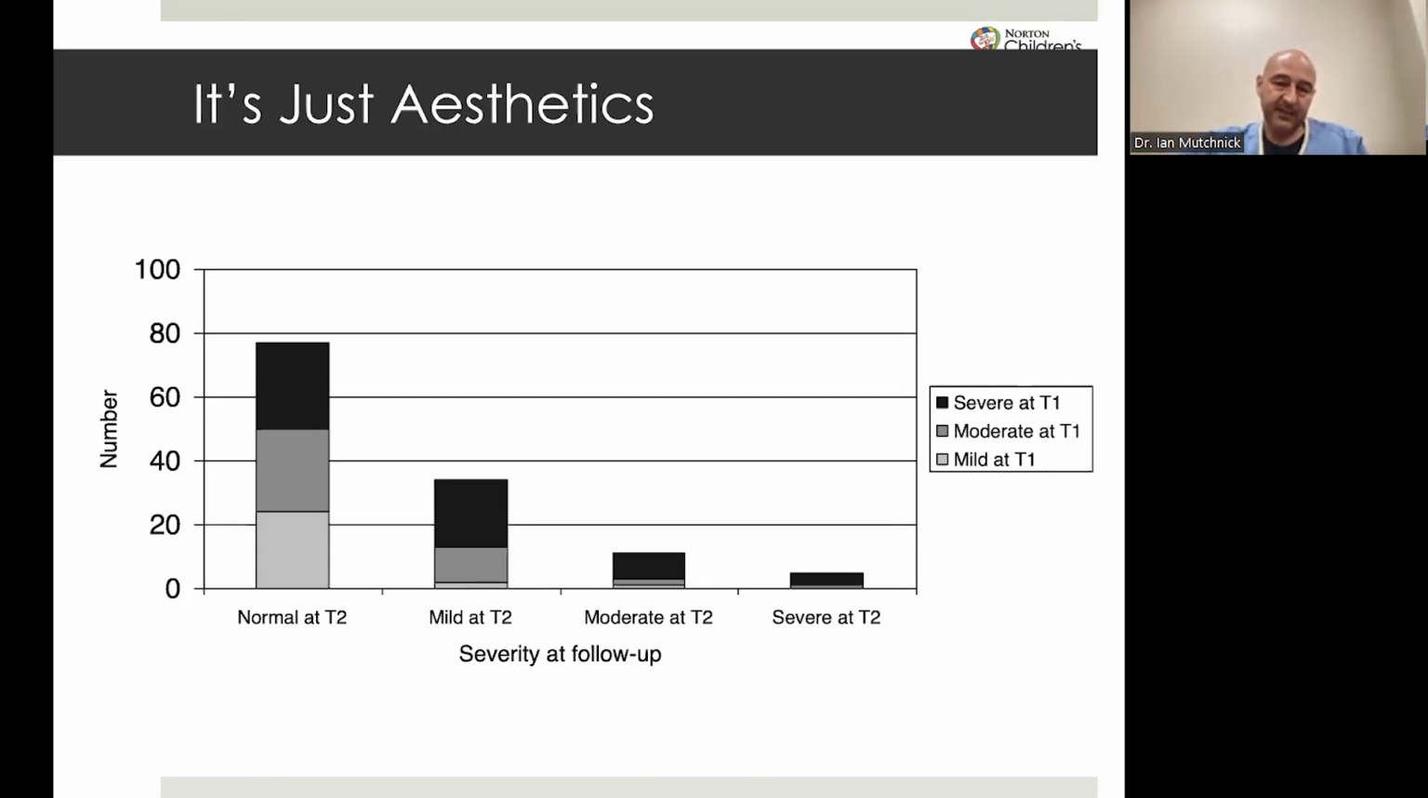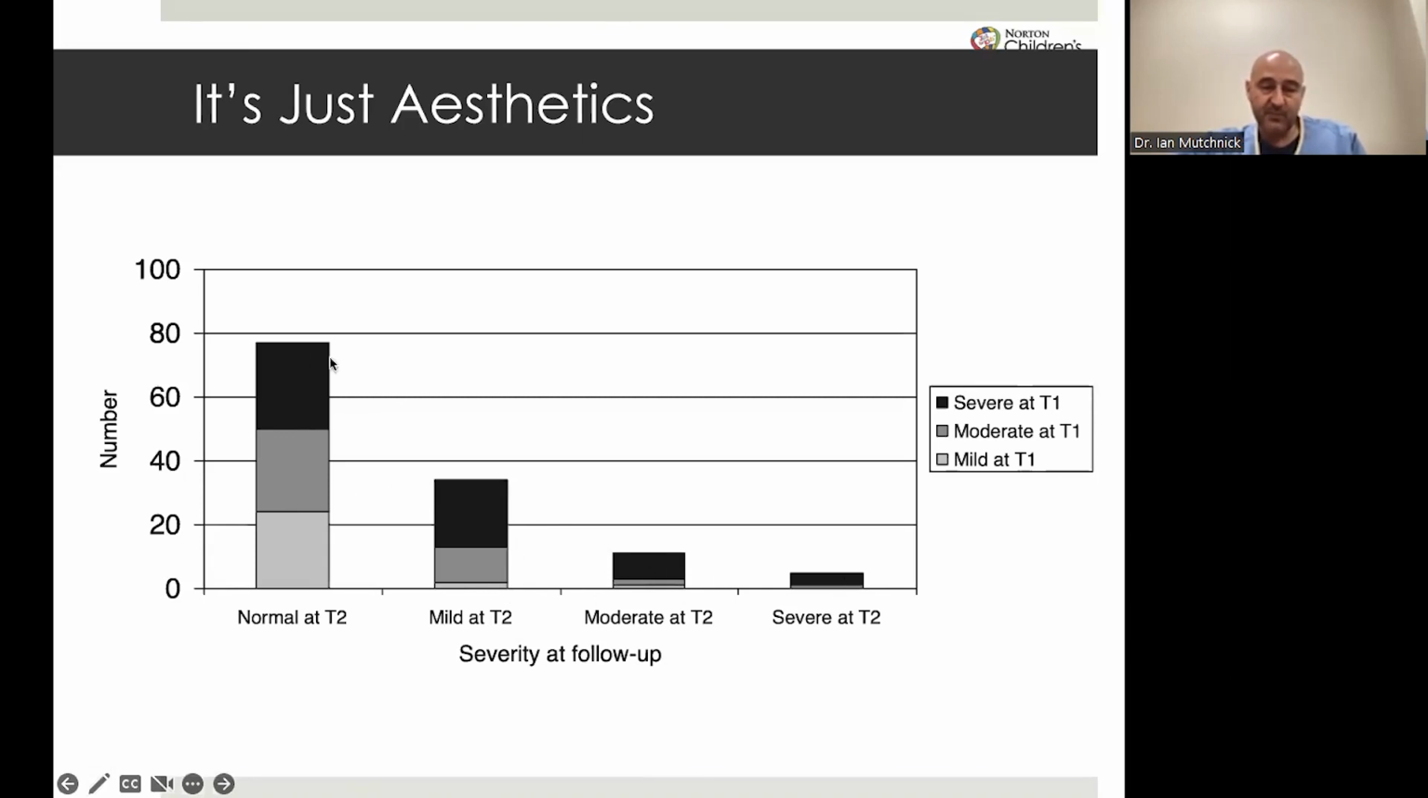Okay, so here is the breakdown. The black areas are kids who were severely plagiocephalic in infancy. The gray is moderate, and the light gray is mild. Then here's the number of patients who were normal at time 2. So when they were followed up as older kids between 3 and 4 years, these kids were normal on the left. Then there's mild next to it, then there's moderate, and there's severe, okay?